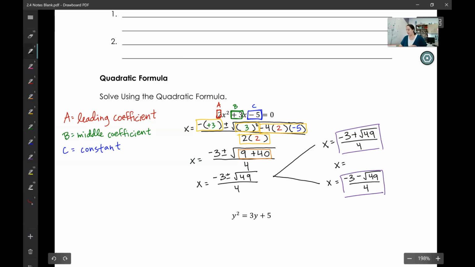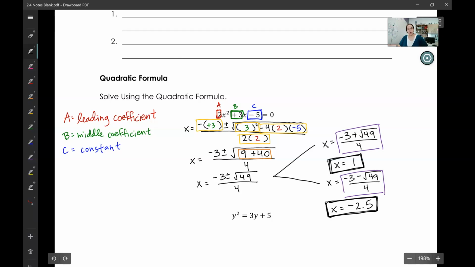So if you plug that into your calculator, for this first one you should get negative 3 plus square root of 49, which is 7, over 4, you should get 1 when you plug that in. And for the second one, you should get negative 3 minus 7 over 4, negative 2.5 for your final answer.